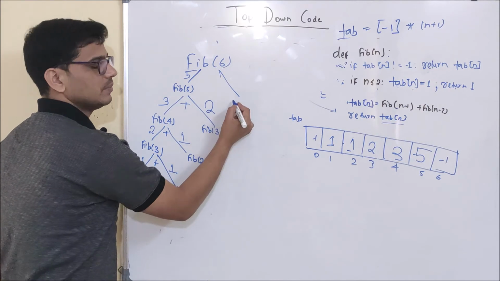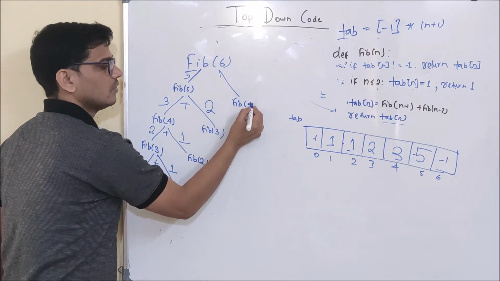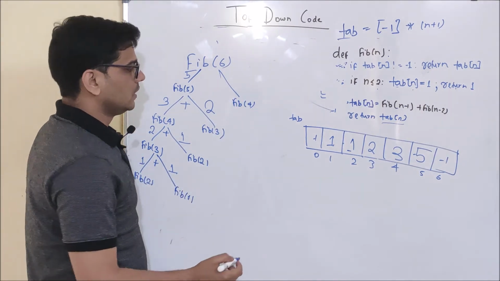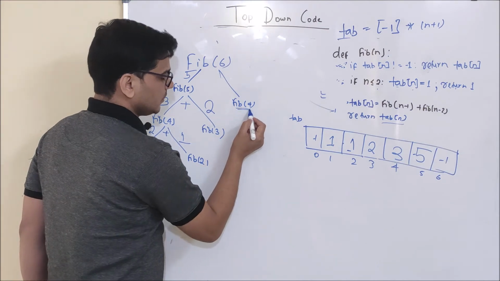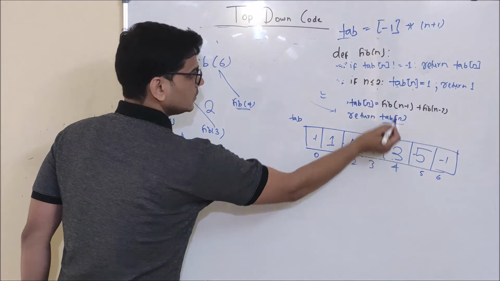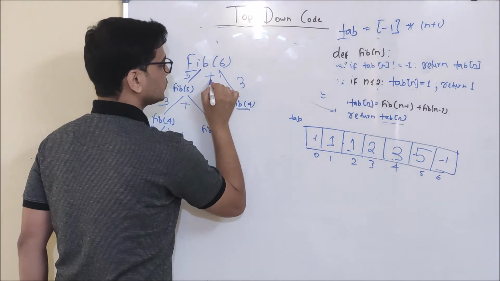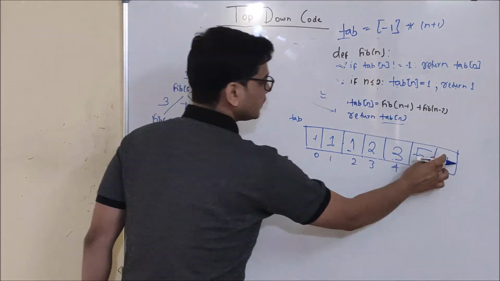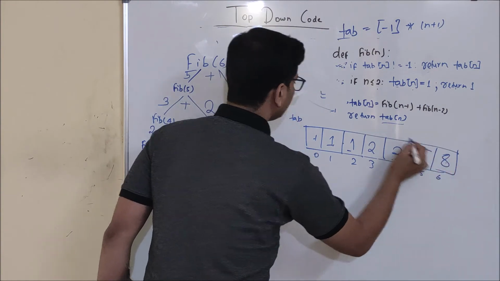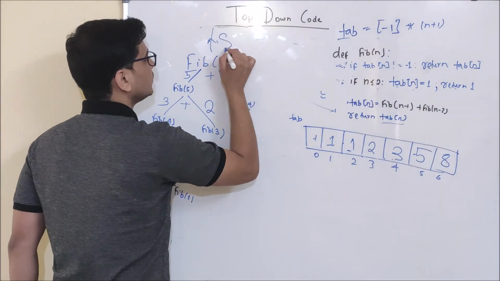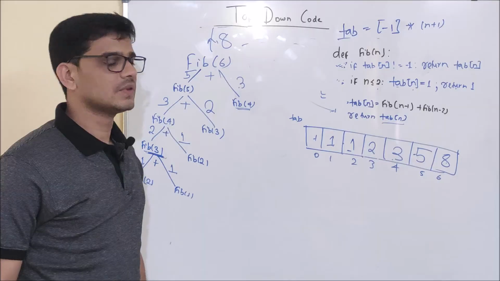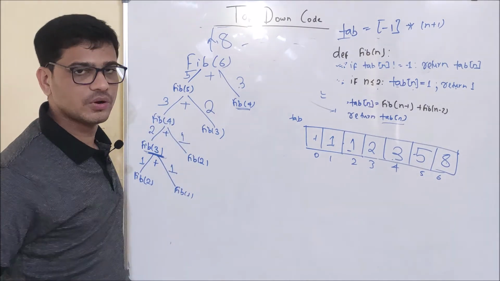Then fib of 6 will make a function call to fib of 4. Got it? Now a function call is made to fib of 4. This condition will be true, and 3 will be returned from here. Fib of 6 will sum it up, and in the table it will update it, and in the next line it will return 8 from here. Now let's analyze this top down tree.